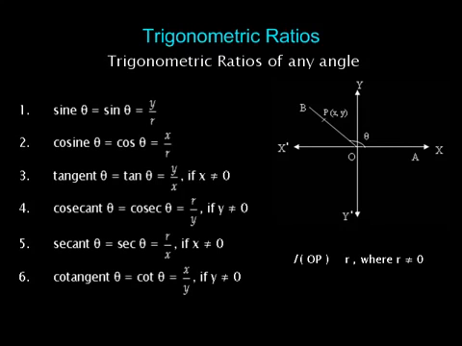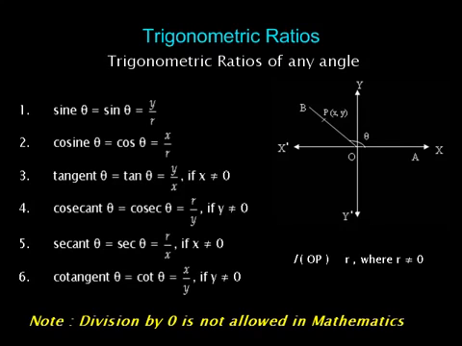Number 1, sin theta equal to y upon r. 2, cosine theta equal to x upon r. 3, tangent theta, that is tan theta, equal to y upon x if x is not equal to 0. 4, cosecant theta, that is cosec theta, equal to r upon y if y not equal to 0. 5, secant theta, that is sec theta, equal to r upon x if x not equal to 0. 6, cotangent theta, that is cot theta, equal to x upon y if y not equal to 0.